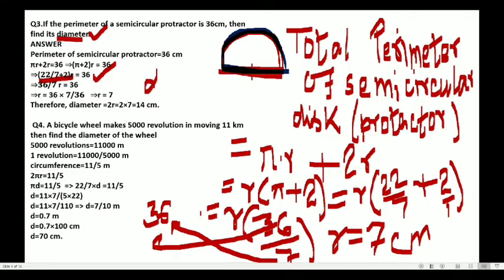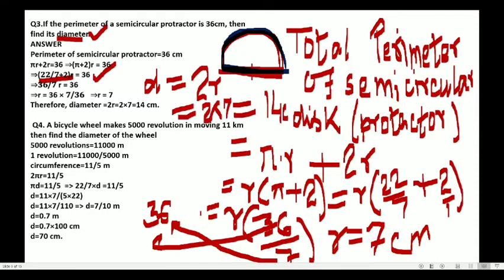So diameter is double of the radius. Radius is 7, so diameter will be 2 into 7. This will give you 14. 14 centimeter is the answer. This is what I have written here. Now let us come to question number 4.